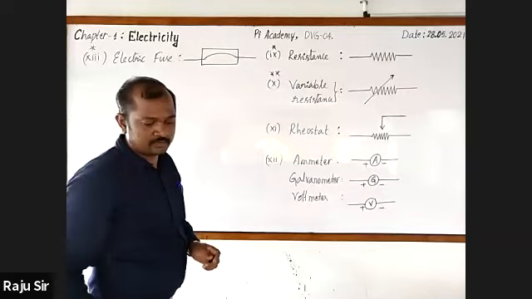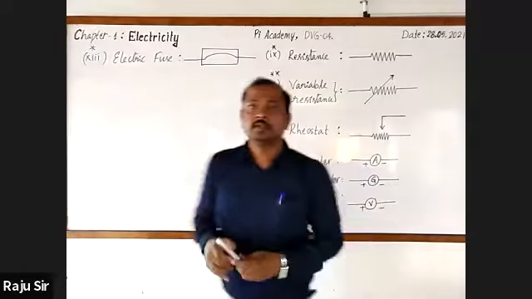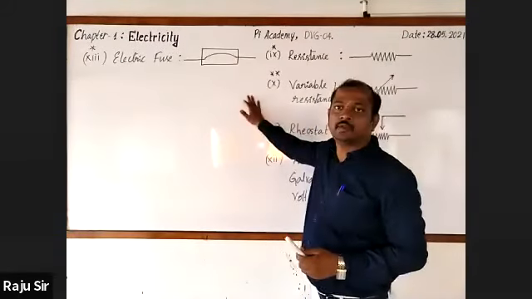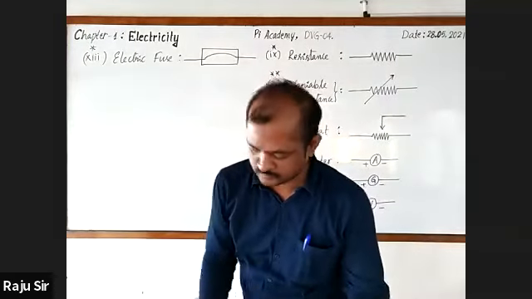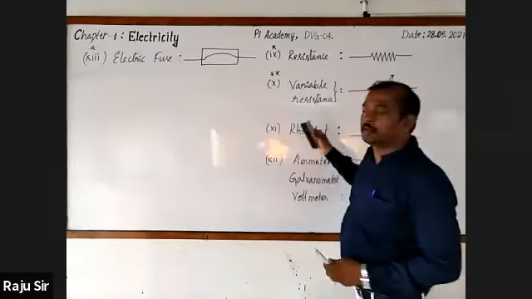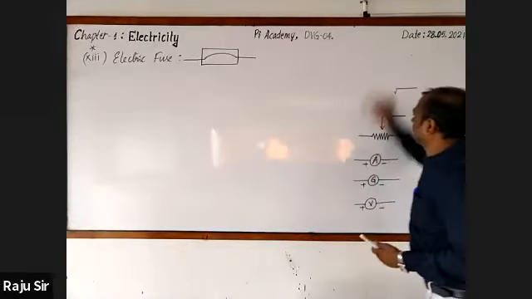Next, the remaining transformer and all, it's not there. Only these are there. Up to electric fuse is enough. Now I'm dropping this part. Now we are moving to the right part of this chart.